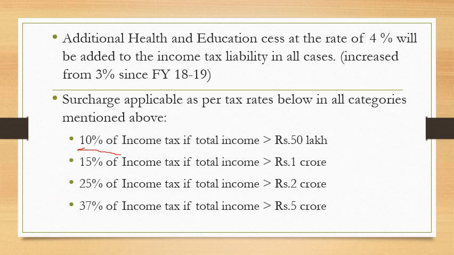Apart from that, 10% of the income tax, that means 10% of 18 lakhs, that is 1.8 lakhs additional surcharge also I have to pay, because such people are super earners. So the more we earn, the more tax we have to pay. That is the norm that we are following in India.